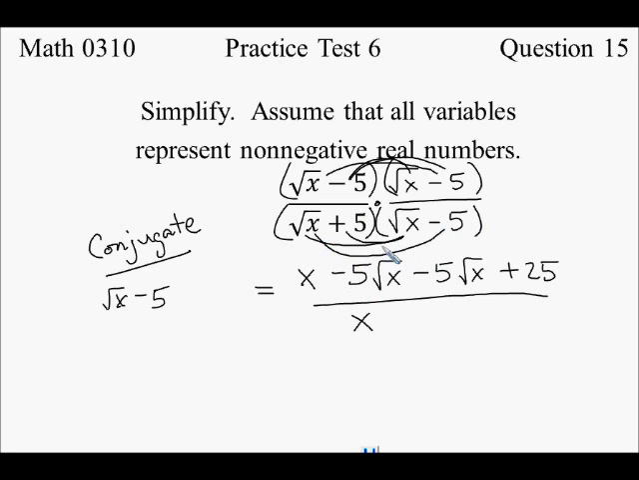Whenever we write those down, those will cancel out because they're opposite. And then the positive 5 times a negative 5 gives us a negative 25. So we have x minus 25 on the bottom.